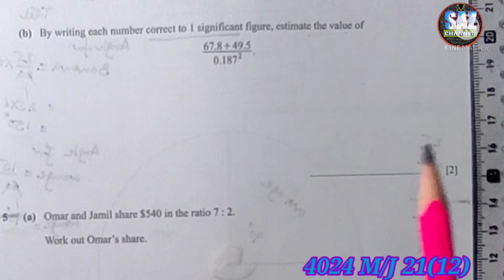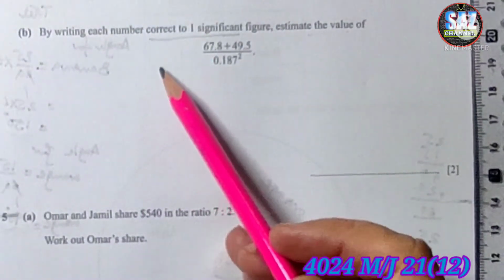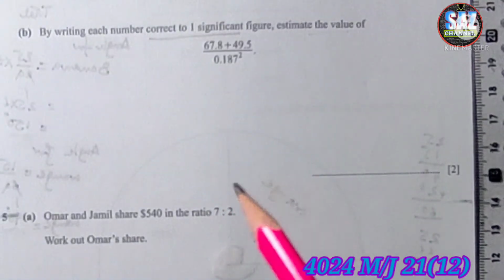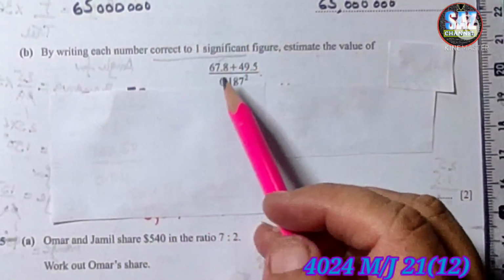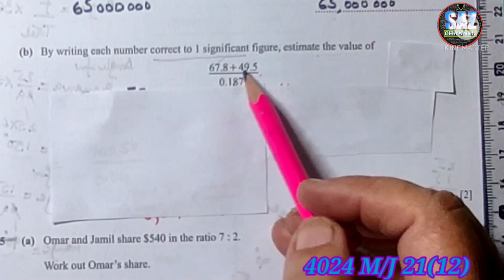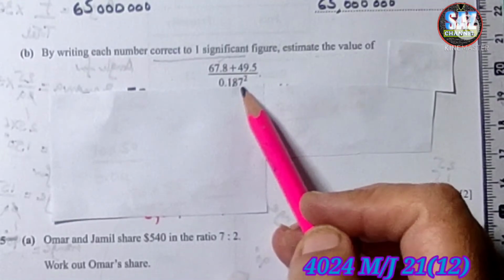We have to read the question carefully. The question says, by writing each number correct to... It means that first we have to go for the estimation process and then we can write the answer. Okay, let's read the question carefully. The question is 67.8 plus 49.5 plus 0.187 whole square.